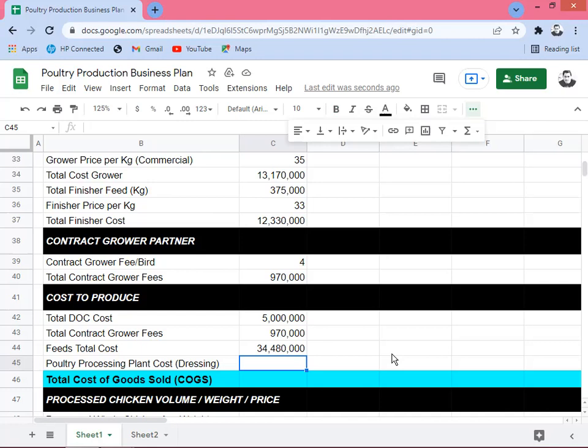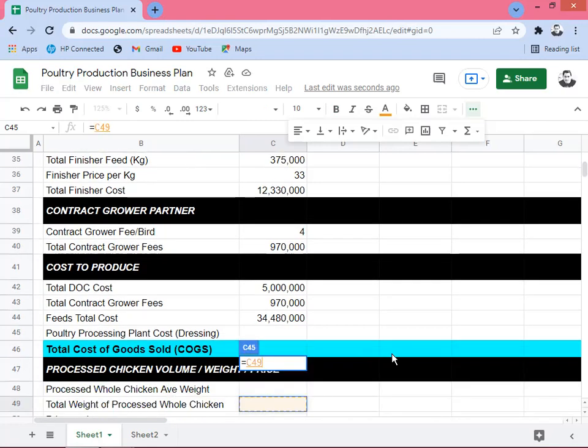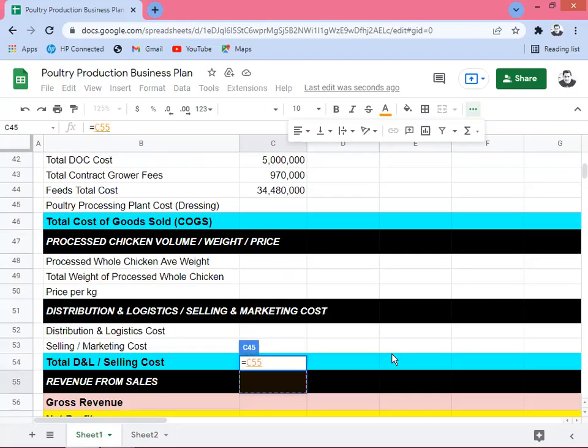So normally I just base it on the gross revenue multiplied by 0.1 or 10%. We don't have a result yet because we don't have figures here in the gross revenue, but we're going to have that later. Just hang on for it.